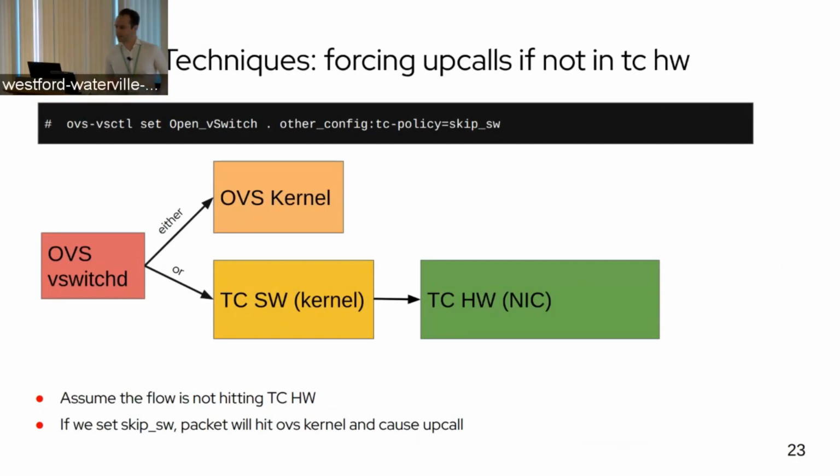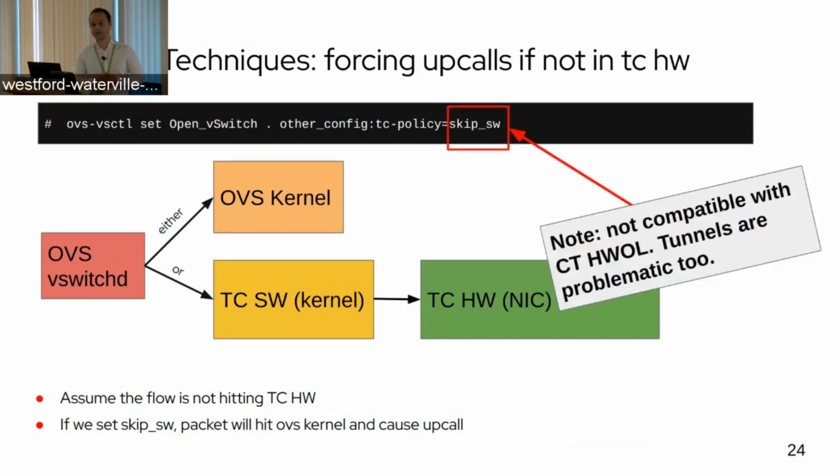Okay. Another thing you can do is force upcalls. It could be useful in some particular instances to use this technique. As I've talked about earlier, you either have the flow in OVS kernel or in the TC software part of the kernel. If you're assuming that it's not hitting the TC hardware, you can tell it to skip the software. That means you will be skipping this orange box or the yellow box, and you'll be forcing an upcall in that way. So this is also a useful technique to know.